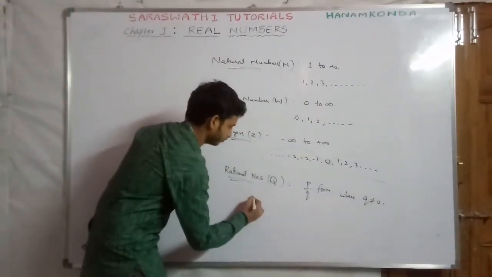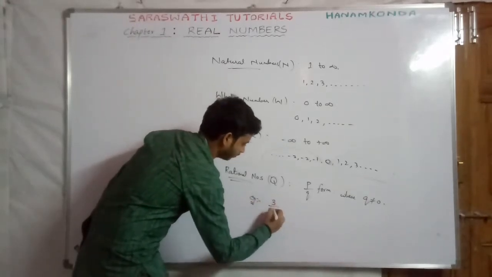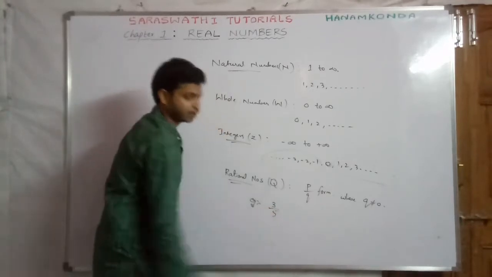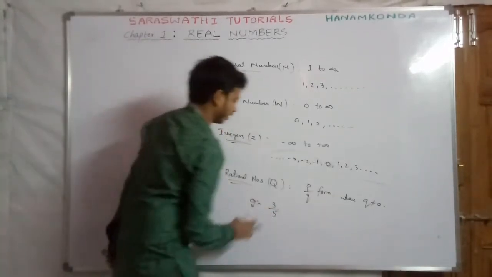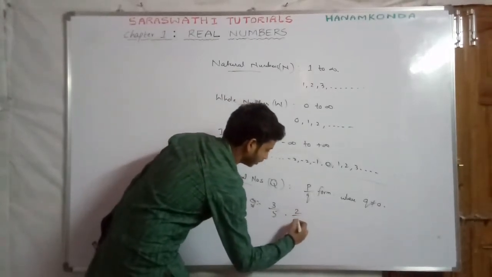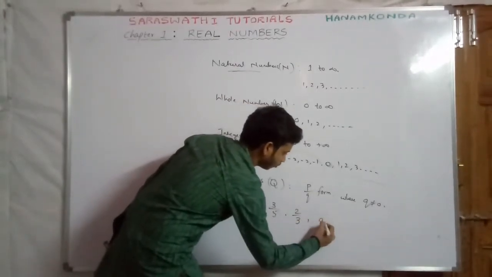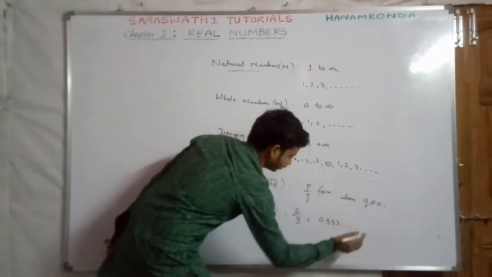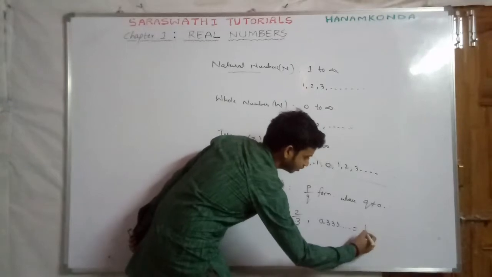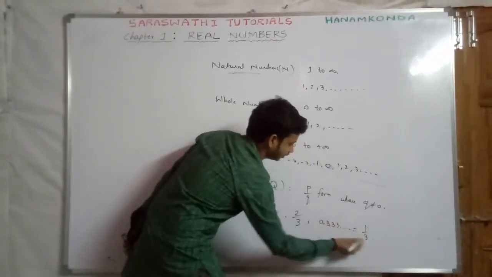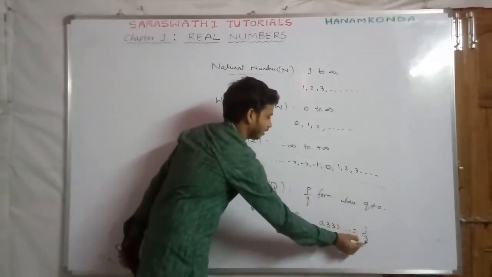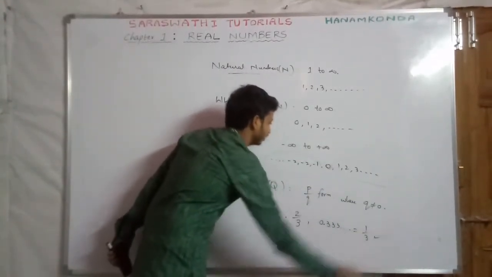So for example, 3 by 5. Here 3 is the numerator and 5 is the denominator, and the denominator is not equal to 0. So 3 by 5 is of the form p by q, therefore it is a rational number. And for example, 2 by 3 and 0.333 and so on are also rational numbers. See, 0.3 bar can be written as 1 by 3, where the numerator is 1 and the denominator is 3, so it is also a rational number.